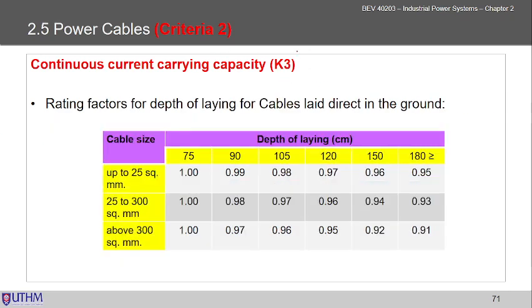And next we go directly to K3. K3 is applicable only for underground cables. So if we laid our cable in air, it is not applicable. It is only applicable for underground or in ground. In ground, we look at the depth of the laying cable. So K3 is concerned with the depth, how deep the cable is buried in the ground.